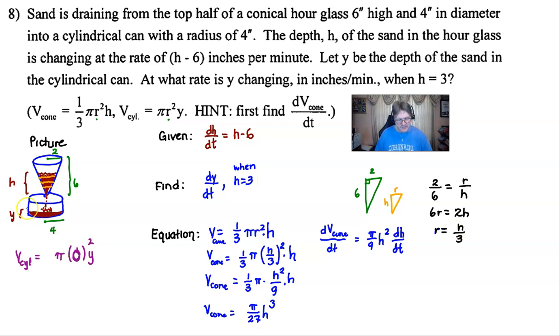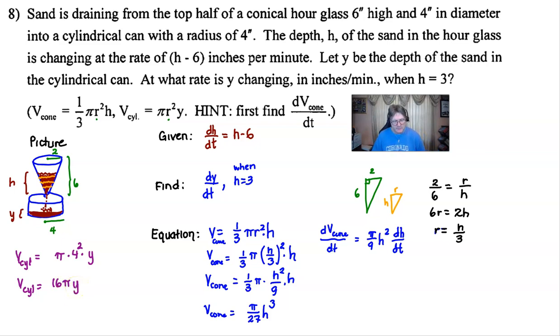Think about it, guys. You're in the cylinder now. What is the radius of the cylinder? It's the constant 4, right? Make things super easy on us there, right? So the volume of the cylinder is just 16 pi y, right?